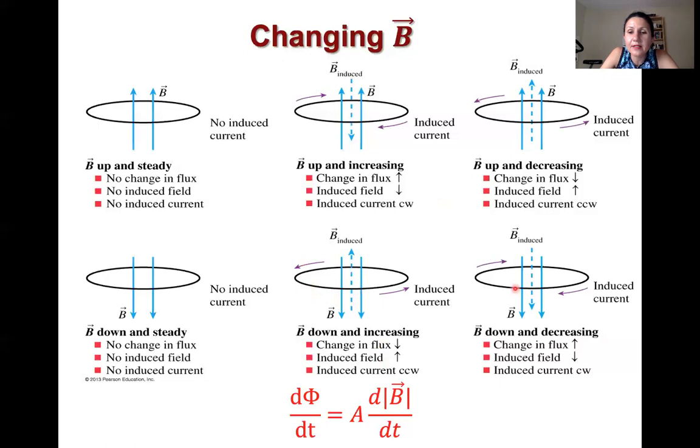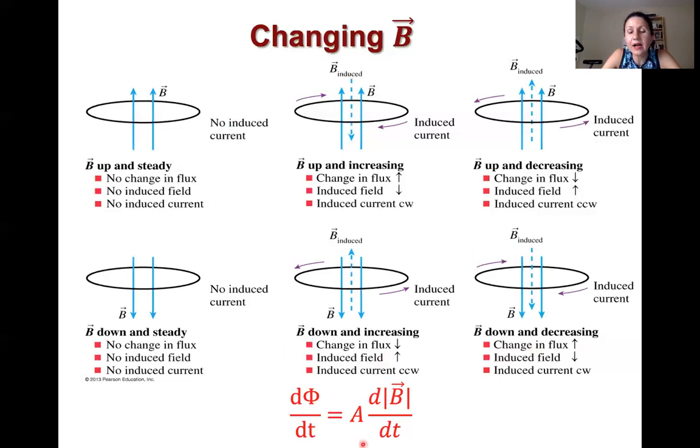And then this situation here is analogous to that one, where the magnetic field is going down and decreasing. I'm moving my north side, which is down here, away from the loop. So the induced magnetic field wants to oppose that change, so it wants to be down. So the thumb has to point this way. Current is clockwise from above. So that's the basic idea of applying Lenz's law.